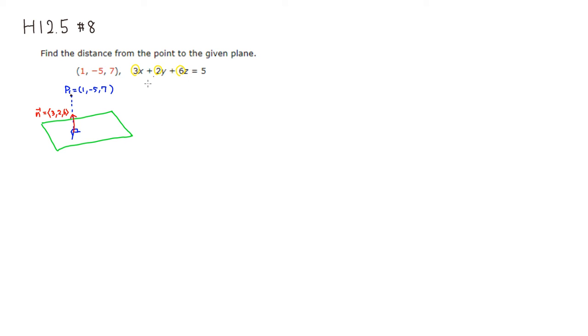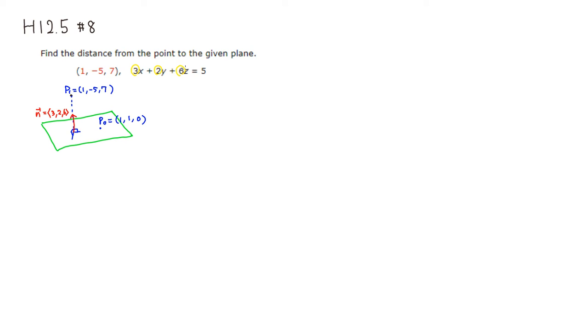The easiest way is to come up with x, y, z values so that this equation makes sense. We have to make 5 on the right-hand side. So I'm going to put 1 for x, 1 for y, and 0 for z, and call this point P0. That will satisfy the equation, which means that point has to be sitting on that plane.